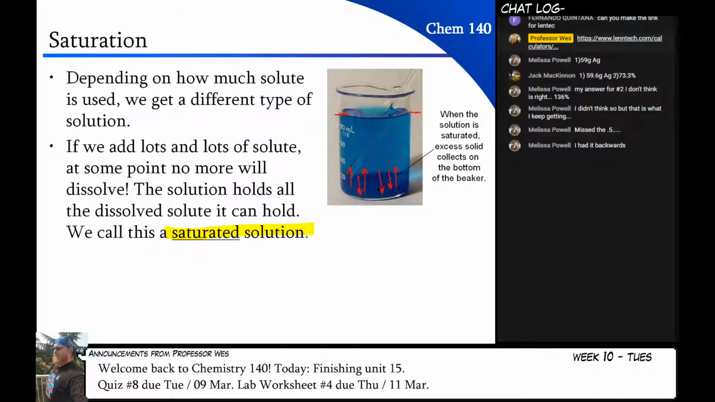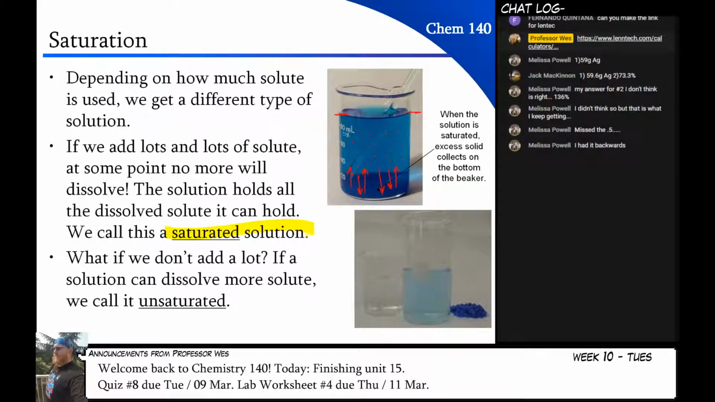Now, if you have less than this amount, the solution that you get is called unsaturated. An unsaturated solution can dissolve more. If you put solid into your solution and it dissolves completely, there's nothing down here for it to recrystallize to. And so recrystallization doesn't occur, and you just get something that's dissolved in there. But that can only happen if there's only a little amount of solute in there.